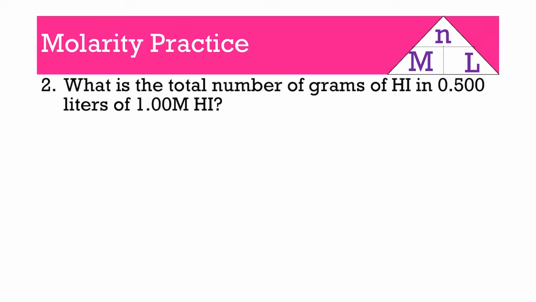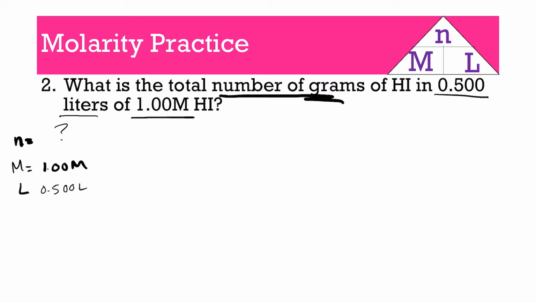Okay, so let's do one more slightly difficult one, and then we'll end up with an easier one. Question 2 says, what is the total number of grams in HI in 0.500 liters of 1.00 molar HI? So again, we're going to list out our variables. We have N, we have M, we have L. And so we're given molarity, which is 1.00 M. We were given liters, 0.500 liters, and we're looking for moles.